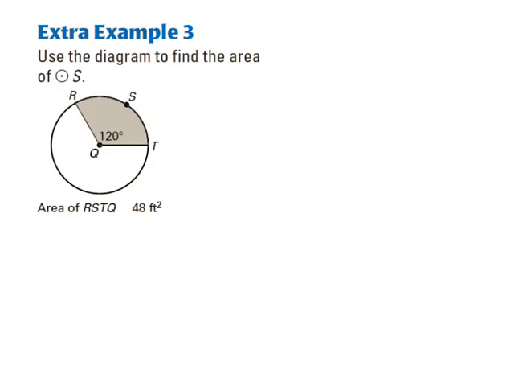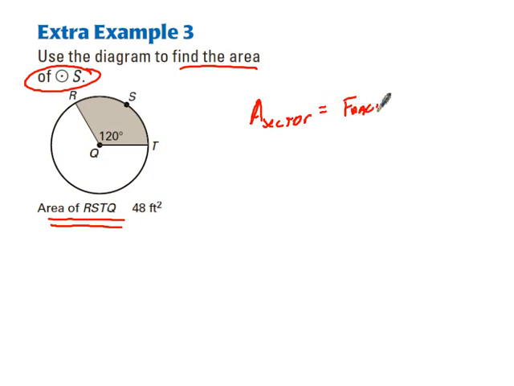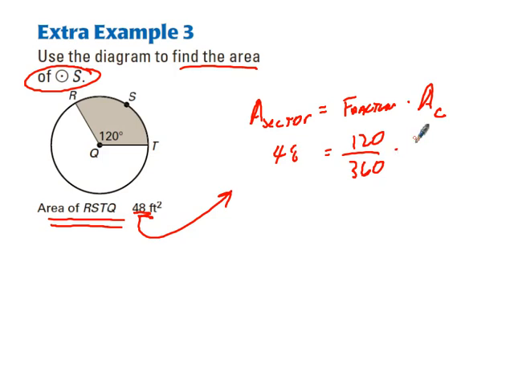So here's another twist on areas of sectors. This time they gave us the area of the sector, RSTQ, that's the shaded region, and they asked us to find the area of the circle S. So the area of the sector is going to be some fraction or portion of the circle times the area of the circle. In this case, we have 120 degrees out of 360 will give me the area of the sector, which they told me is 48 feet squared. And the area of the circle is pi r squared. So we have the fractional portion of the circle times the circle gives me the area of the sector.